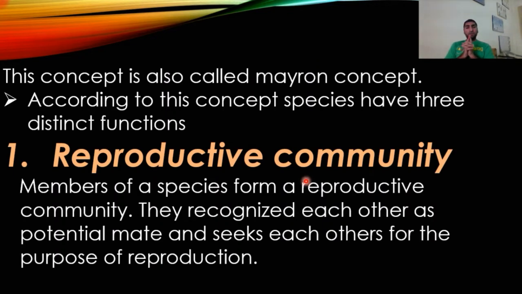Members of a species form a reproductive unit or a reproductive community. They recognize each other as potential mates and seek each other for the purpose of reproduction. For example, there is a dog and there is a cat. They are different species. So when they seek each other, they will come to know that we are not made for each other. They will recognize each other as non-similar individuals, so they will not reproduce.